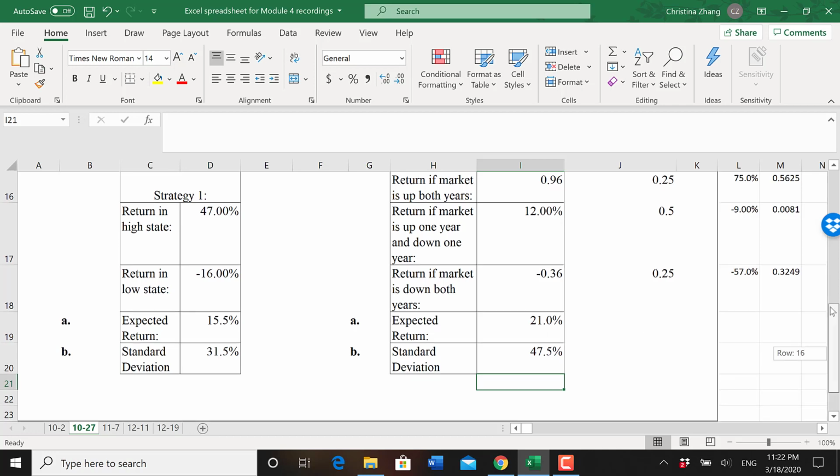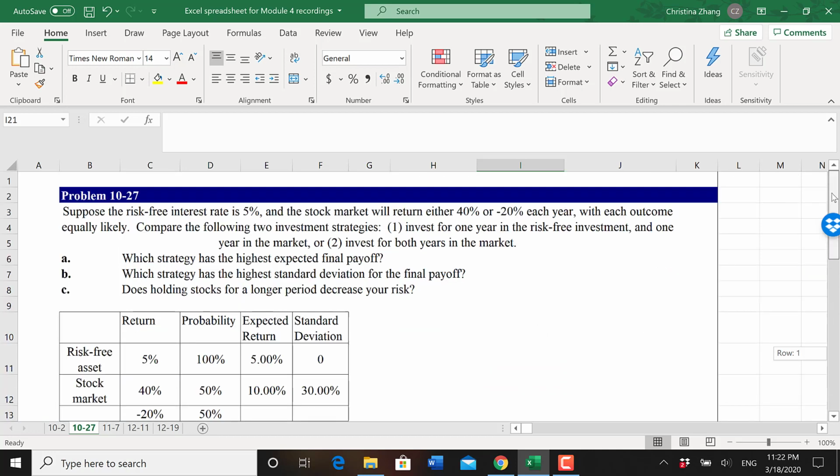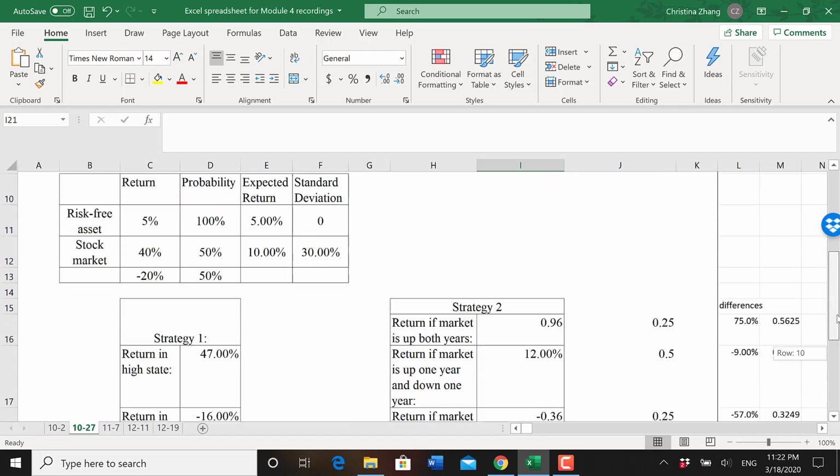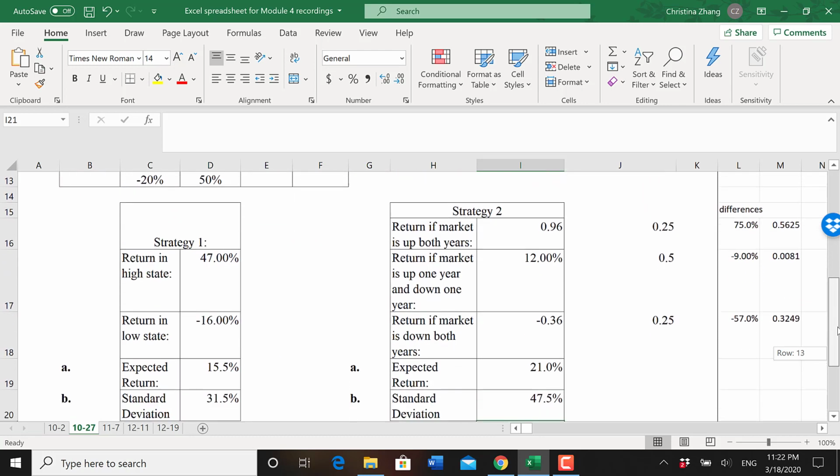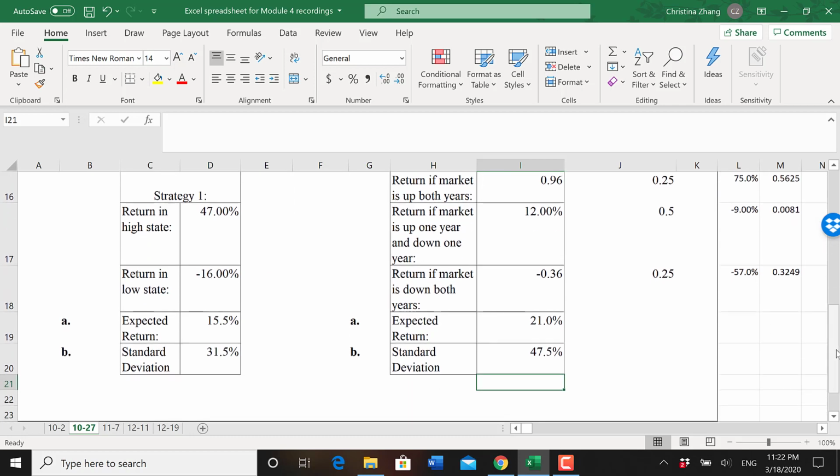Okay, and then, does the holding period decrease your risk? Theoretically, if you hold it longer, it's not going to decrease your risk. It's really just about the states, the probability of different states happening, and what kind of returns you expect to receive.